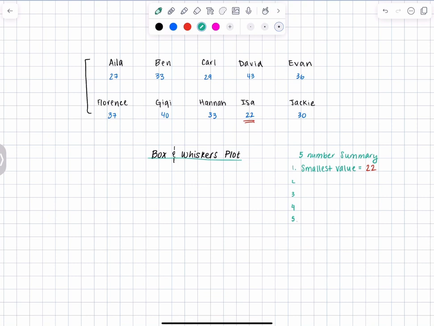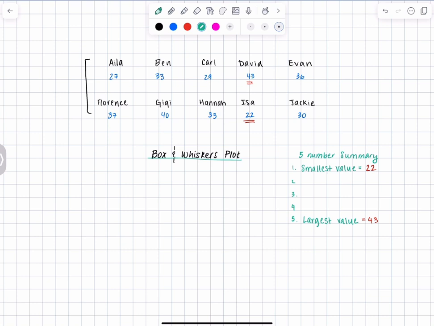So our fifth part of the 5-number summary is the largest value. We just finished the smallest value and we're moving on to the largest value. And our largest value is 43 pieces of candy from David. So 43. Now, moving on to our third one, skipping the second one and the fourth.